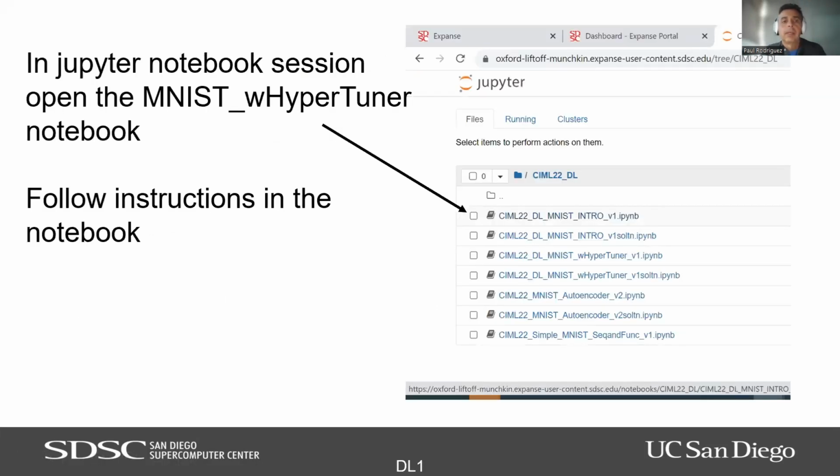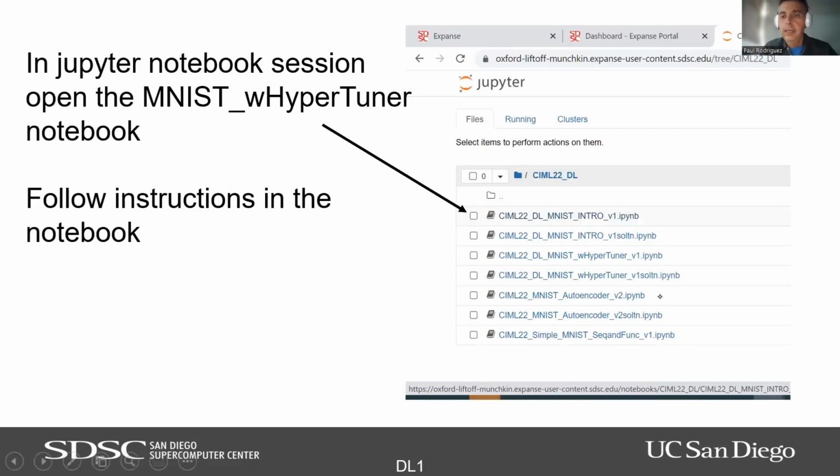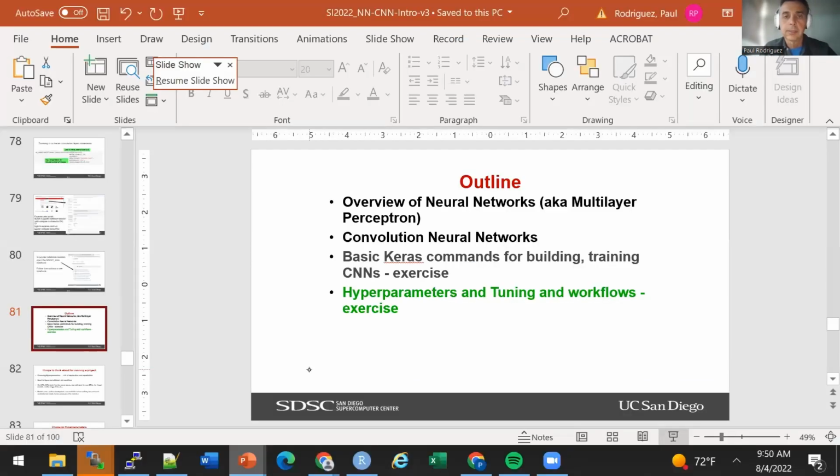All right. So let's go to our exercise. Let me preview the exercise. We're gonna look at the Hypertuner notebook and play around with the parameters, setting up parameters for a Hypertuner search. All right, let me switch screens.